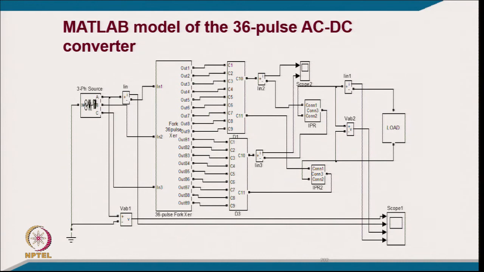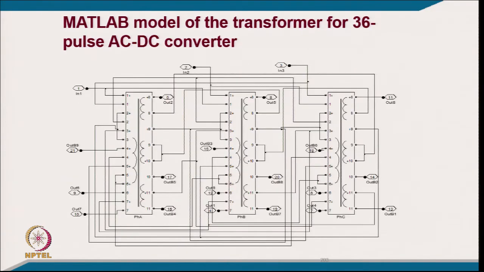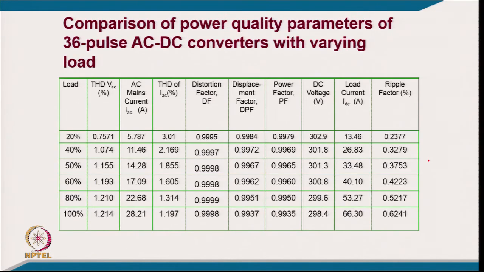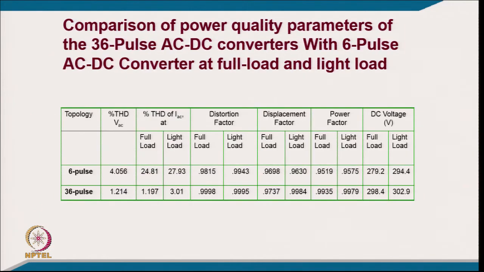This is the model of the converter along with the transformer, and this is the transformer model in MATLAB, and these are of course simulated results. You can see how the TAD varies for the 36 pulse converter, starting from 3% to 1.197%. It means if you want a TAD less than 3%, you have to adopt more than 36 pulse, which is required in Navy application, either in Indian Navy or even in US Navy too.